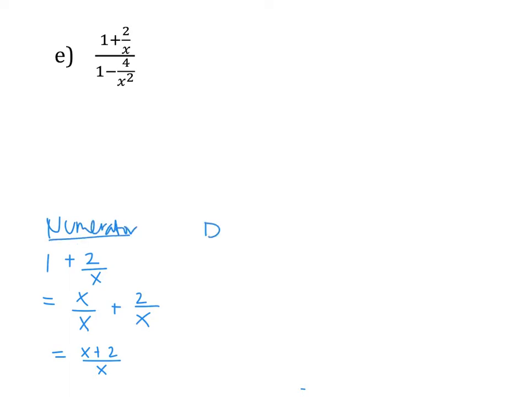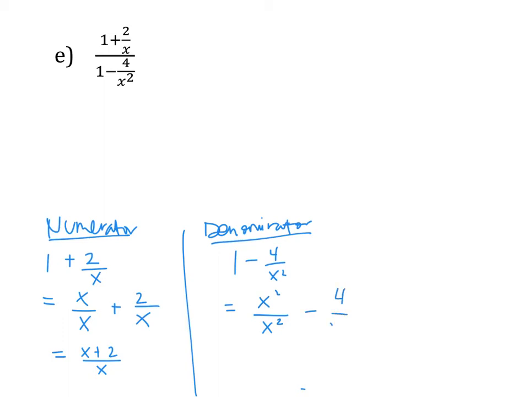For my denominator, one minus 4 over x squared. That's going to be the same as x squared over x squared minus 4 over x squared.